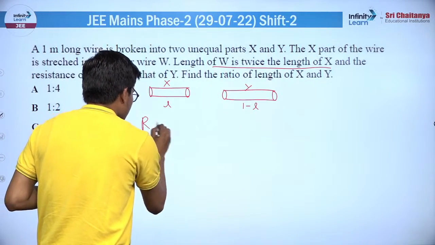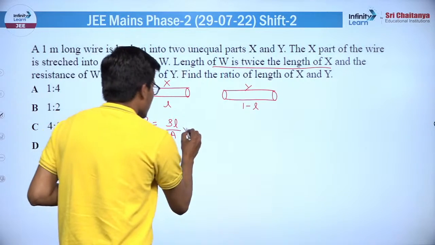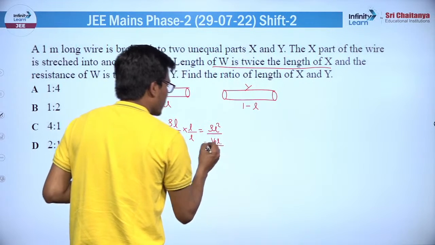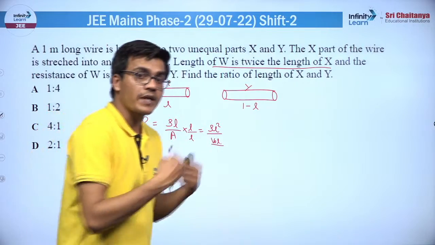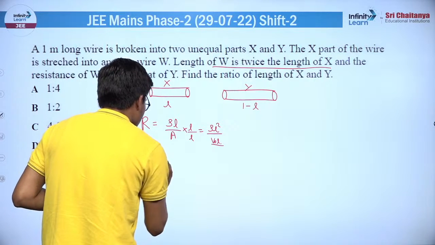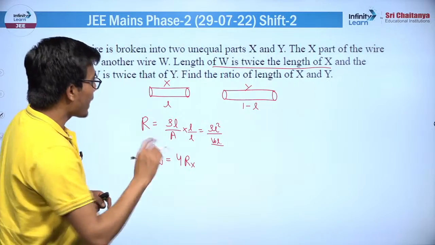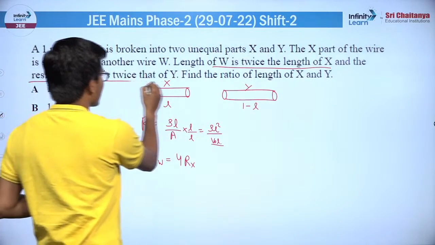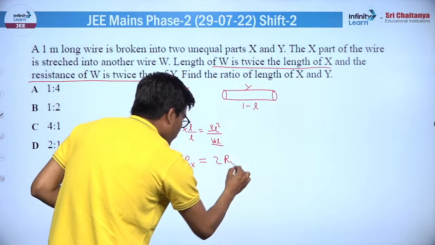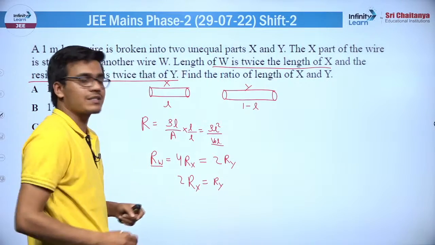So you know that resistance is given by rho L by A, but if you stretch, the area will also change. So what you can do is multiply by length up and down, rho L square by volume. Volume will be constant. So if you are increasing the length by twice, resistance will be 4 times. So I can say that the resistance of W is 4 times the resistance of X. And the other condition given is that the resistance of W is twice that of Y, which means twice the resistance of X is equal to the resistance of Y, right?